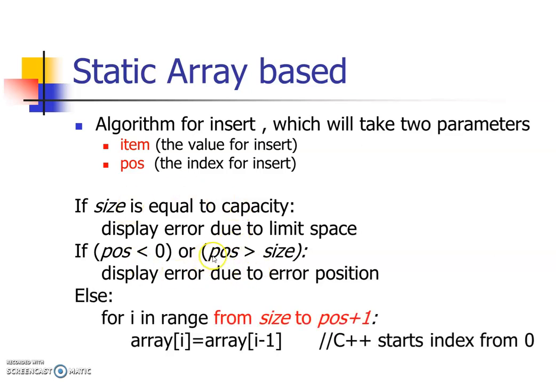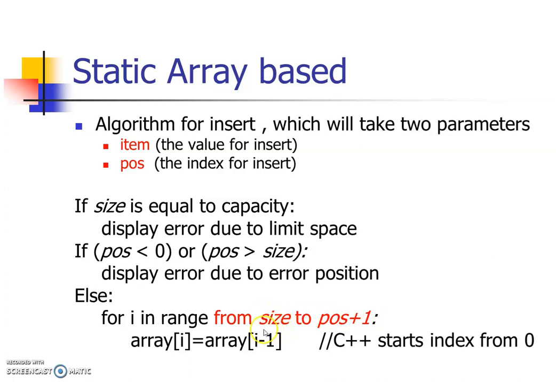If none of those occur, which means it's a valid operation for you to do the insert, then what we need to do is this. For i in range, so a for loop occurs. Now here is the special part: you need to go from size down to position plus 1.